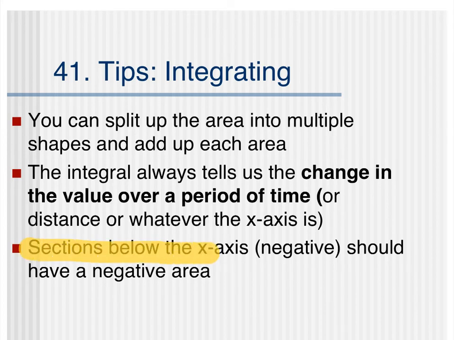And the last thing to keep in mind, and we didn't see this in the example we did, but sections below the x-axis are going to have a negative area. And I realize that from a physical standpoint that doesn't make sense, but keep in mind that the area under the curve does not necessarily represent a physical area. It represents something else. It represents displacement or change in velocity or something. So it's okay for that to have a negative area.